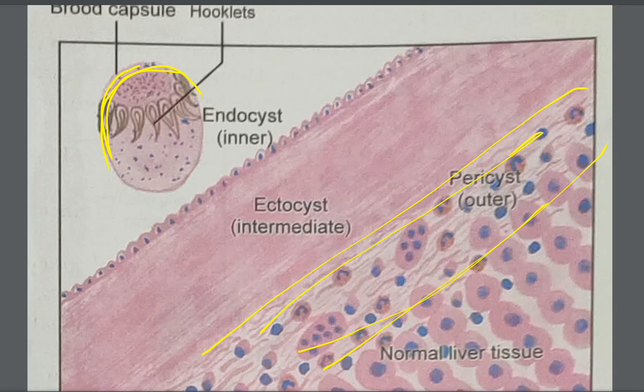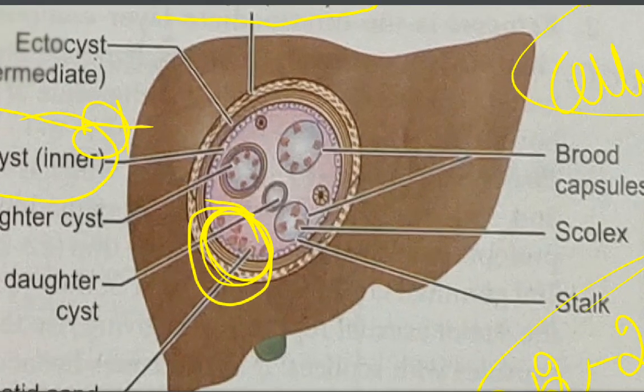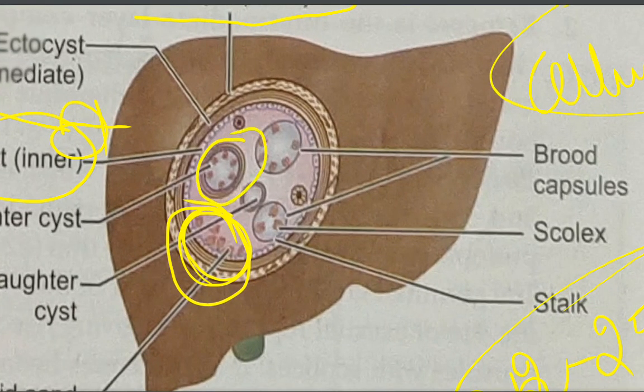Inside a mature hydatid cyst, further generation of cysts, the daughter cyst and granddaughter cyst, may develop. You can see here the daughter cyst and granddaughter cyst. For the development of the cyst, it may take nearly 20 years.